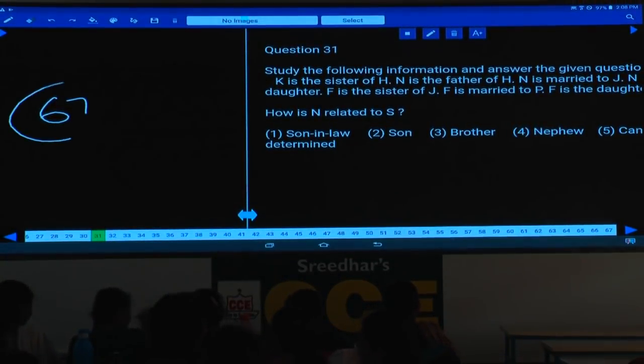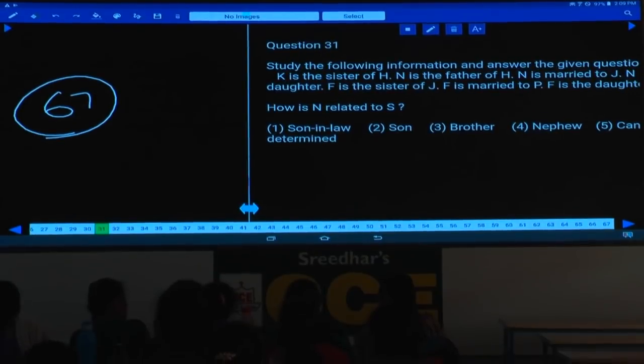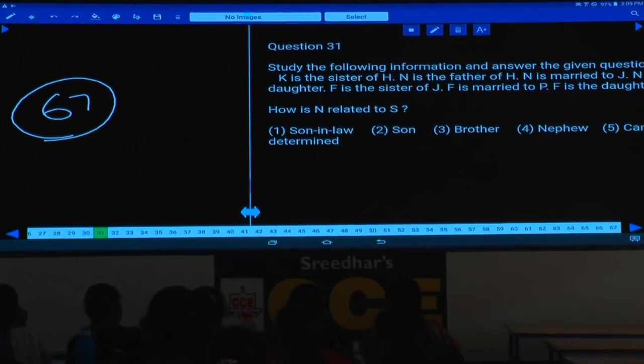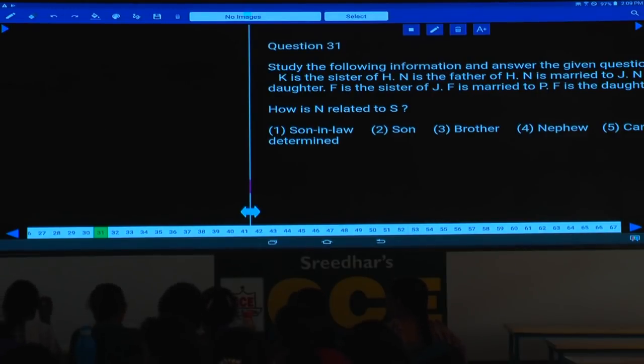Paper number 67, question numbers 31 to 33. Now 31 to 33, these three questions are based on blood relations. A small set on blood relations for 3 marks. As question number 31, what is the information here?